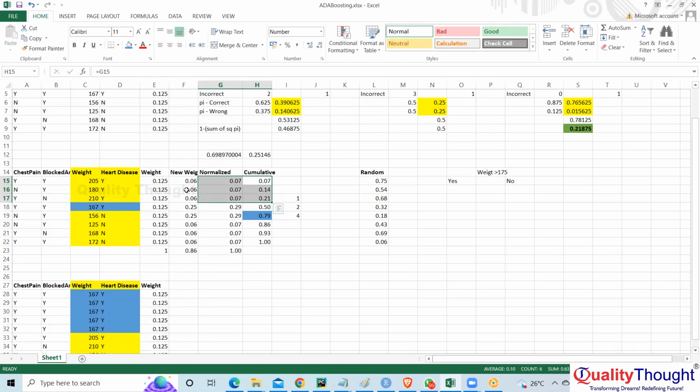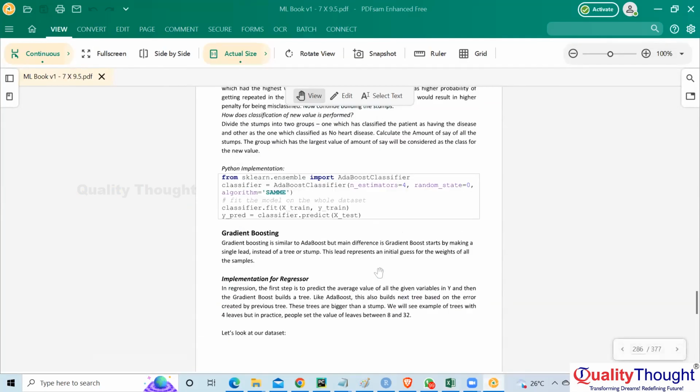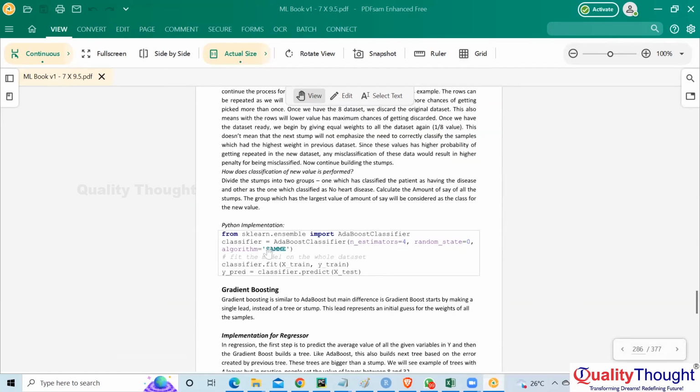See, you will end up with 2 values, correct and incorrect. Incorrect will have higher than correct one, right? So that's why there's more probability that you will select incorrect ones for the next iteration. See, the whole logic here is, this is one step. You can replace this step. So the adapt boosting algorithm, which I'm going to talk about, does this logic.